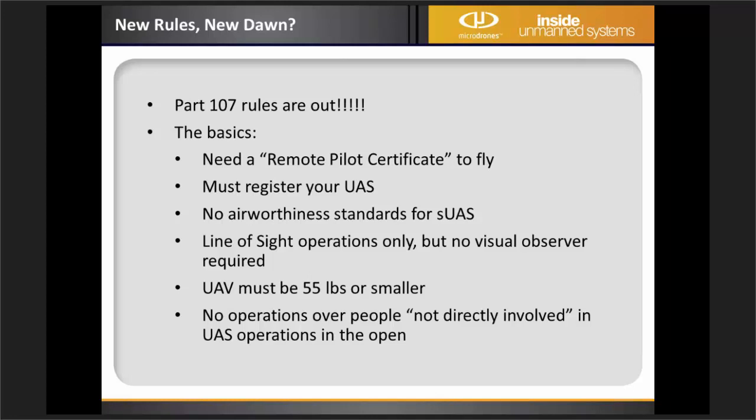Part 107 says that you can't do operations over people not directly involved in UAS operations in the open. The cool part of this is the "in the open" part. Before, you just flat out couldn't fly over people not directly involved. Now you can if they're under some type of cover, underneath a roof or in a vehicle. And the FAA is also aggressively working on how to loosen up that rule quite a bit.